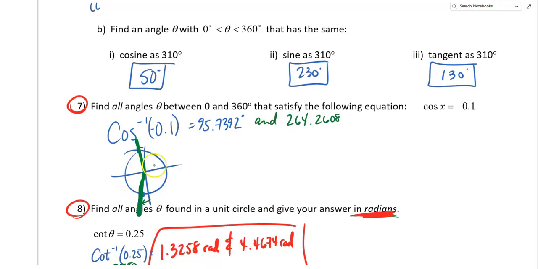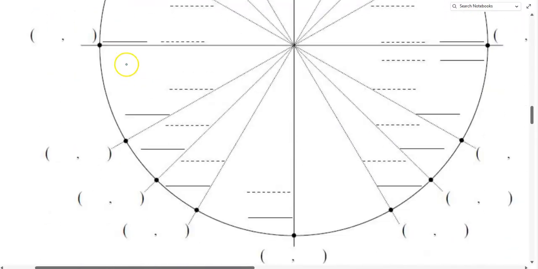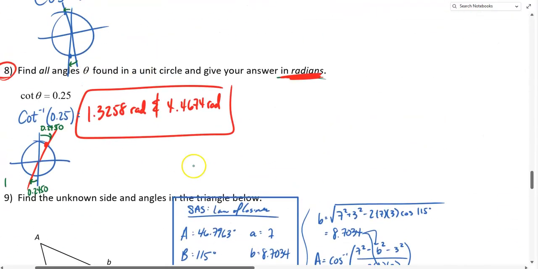While, I'm sorry, let me say that again. 95 degrees below this horizontal, while this one was 95 degrees above that horizontal. So 95 less than 360 ends up being 264. And we got the answers accurate to several decimals because the calculator was able to compute that for us.